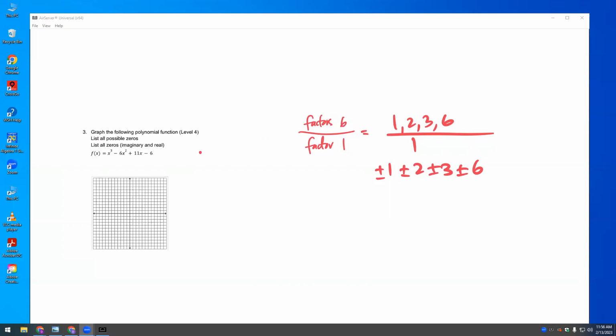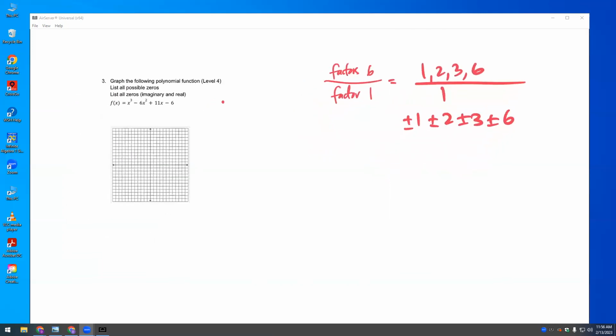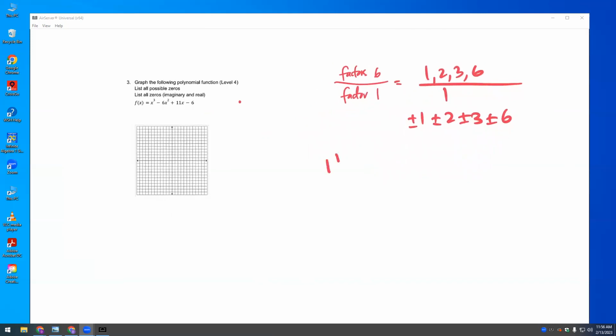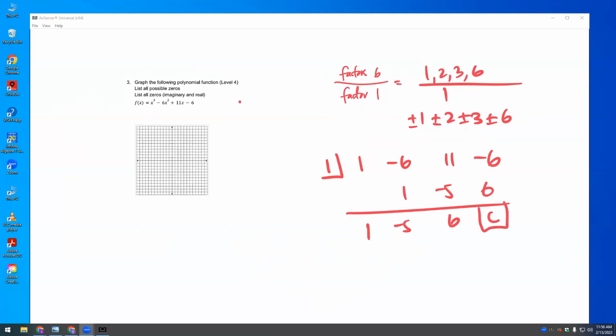You're just choosing which ones, so maybe let's try positive 1. 1, -6, 11, -6. You go 1, -5, -5, 6. Oh my gosh, I got it first try. Nice. I was like, I'm gonna have to do this like 10 times. You got it first try, hey, you're lucky.